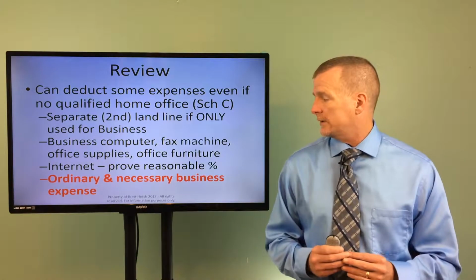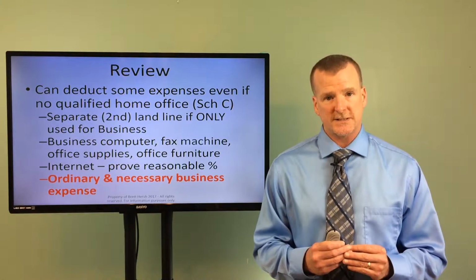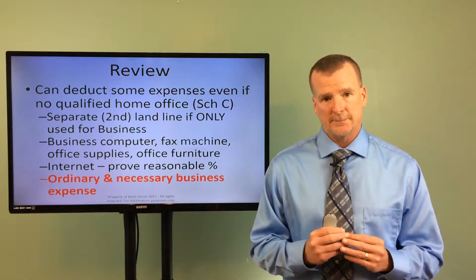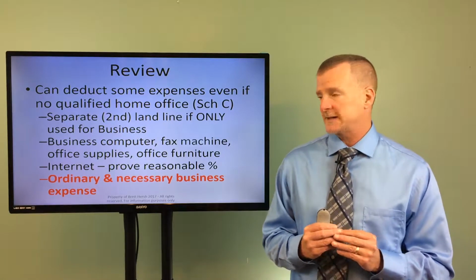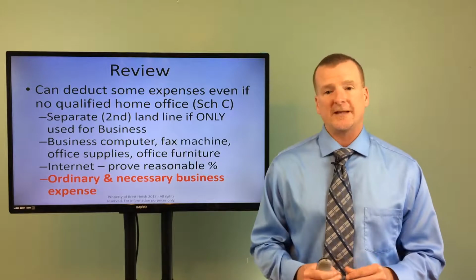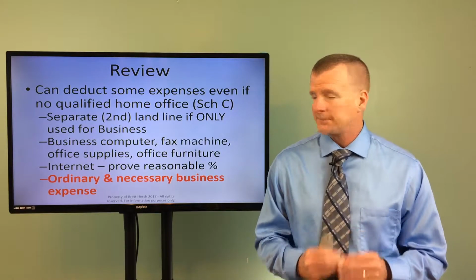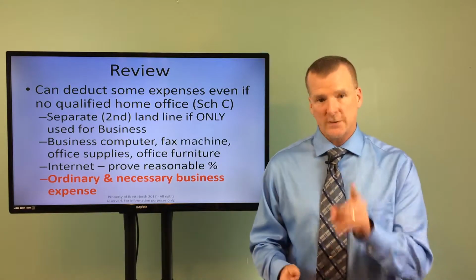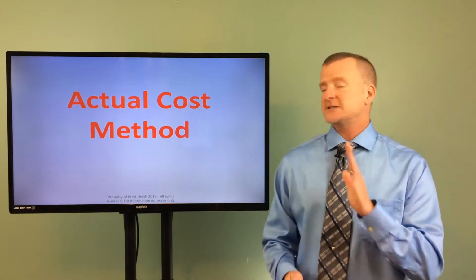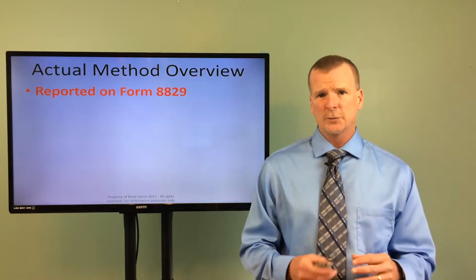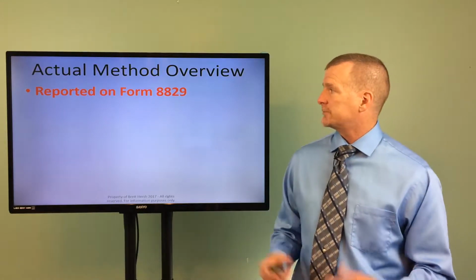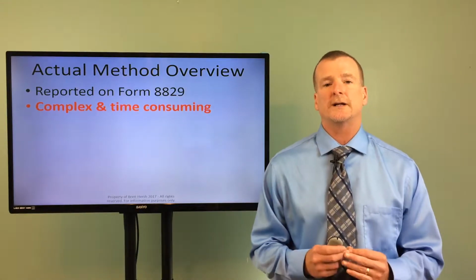You can deduct any ordinary and necessary business expense related to your business if it qualifies. Just remember, that's the rule there. Even if you don't have a qualified home office, which we discussed earlier, there are still some expenses you can take. I don't want you to miss out on any of those expenses. So let's get into the actual cost method. Let's do an overview here. As I mentioned earlier, it's reported on Form 8829.